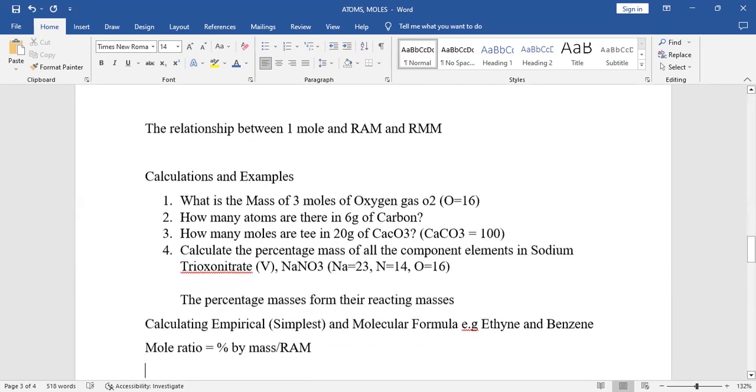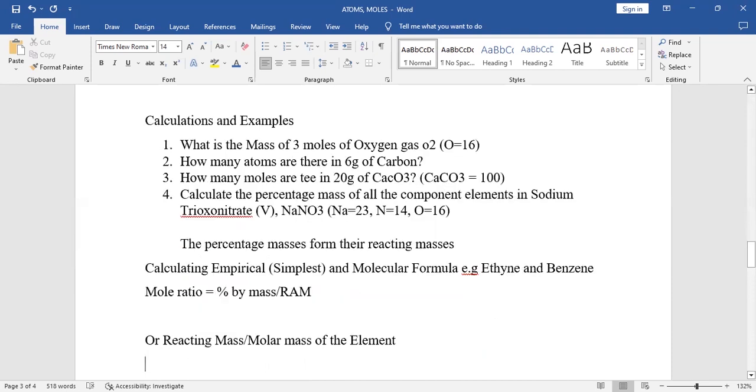All right, so let's do some more calculations. First one is, what is the mass of 3 moles of oxygen gas, O2? You need to separate oxygen gas from oxygen atom. In our first class, we mentioned that air is a mixture of different gases, including oxygen gas. Oxygen gas is O2. It is not O. O is oxygen atom. Oxygen gas, which is a molecule, is O2. It exists freely as O2.